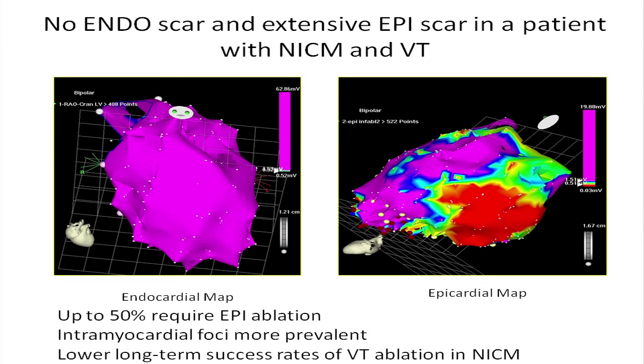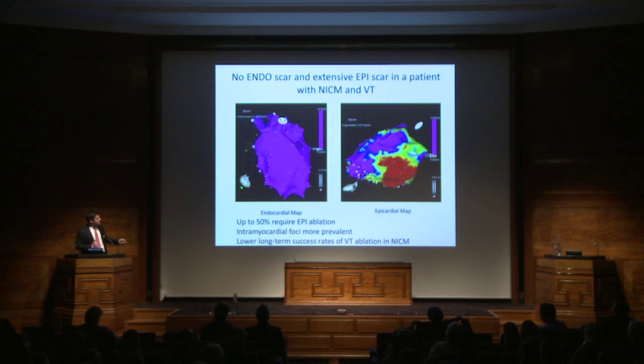Moving on, so we've looked at ischemic and ARVC. We'll look at non-ischemic dilated cardiomyopathy very briefly. Again, a fairly typical example, no endocardial scar, a lot of epicardial scar, up to 50% require epi ablation.